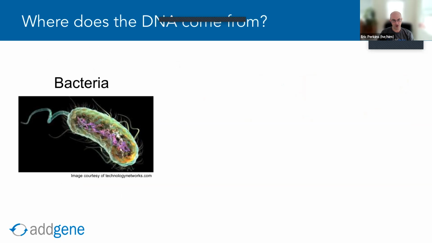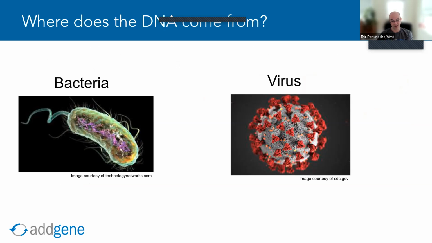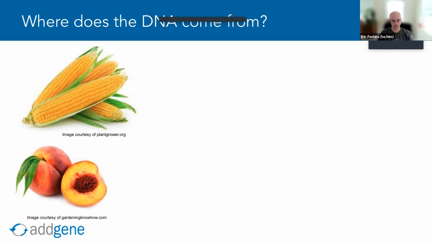And we have them from other types of disease-causing things like virus. This is a picture of coronavirus. So we actually have genes from the coronavirus. And scientists from around the world ordered those genes from us when they were studying how to create vaccines and other things for the pandemic.